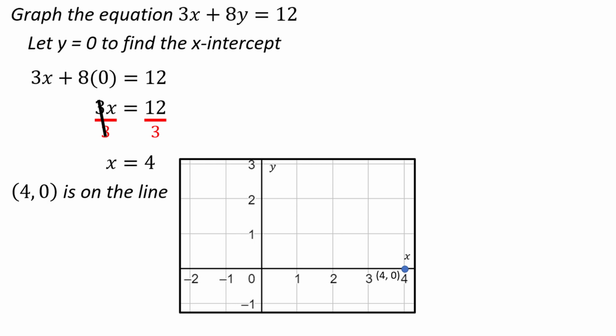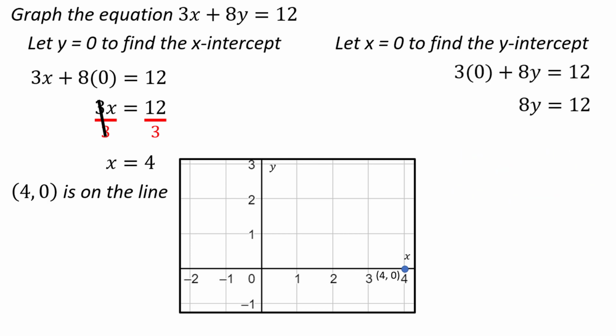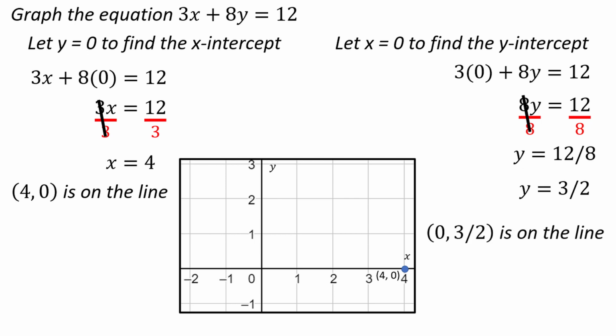Recall that the y-intercept is where the graph crosses the y-axis, meaning x must be equal to 0. Plugging in 0 for x, we have 8y is equal to 12. Dividing by 8 on both sides, we have y is equal to 12 over 8, which simplifies to 3/2. This means that the point (0, 3/2) is on the line. 3/2 is the same as 1.5, so we can plot the point (0, 3/2) onto the graph. Now we can draw a line through our 2 points to complete our problem.